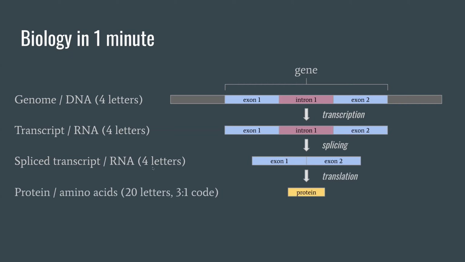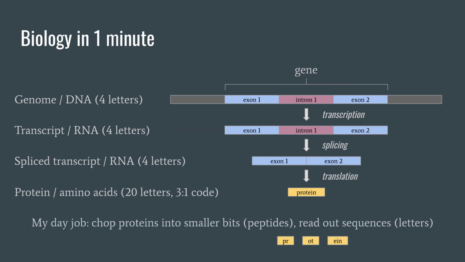Now, instead of having 4 letters of nucleic acids, proteins have a 20-letter alphabet of amino acids, and it takes 3 bases of DNA or RNA to encode 1 letter of a protein, but it's also a degenerate code. So in my day job, what I do is I take these proteins and I chop them up into even smaller bits, and I read out the sequences of these smaller bits.